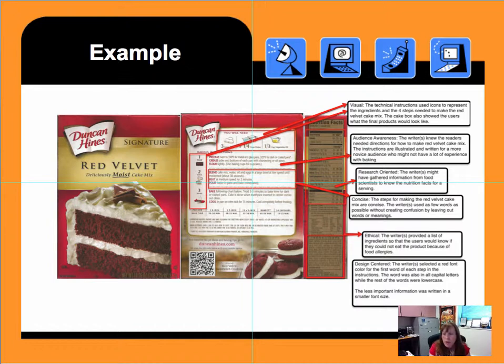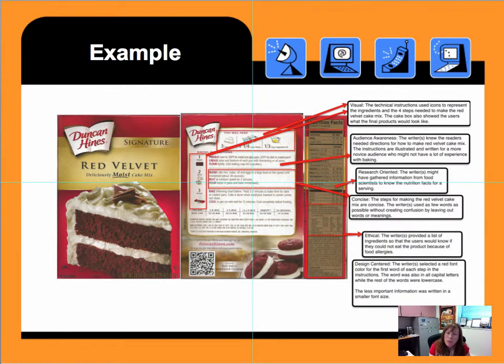The writers knew the audience readers needed directions for how to make the red velvet cake mix. And these instructions are illustrated and written for maybe a more novice audience who might not have a lot of experience with baking. The writer took time in making sure that all the nutrition facts were provided on the side of the box. And the writer might have gathered that information from a food scientist.